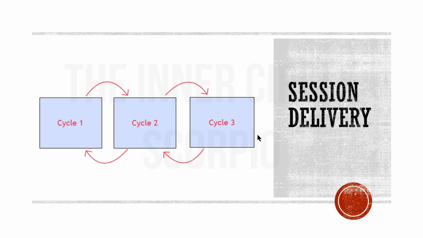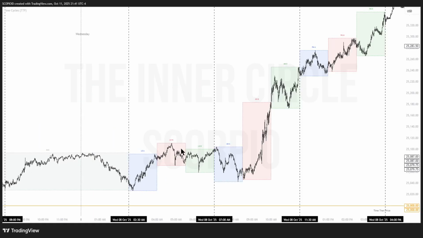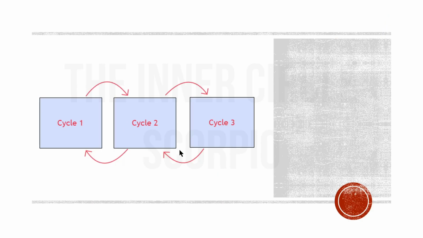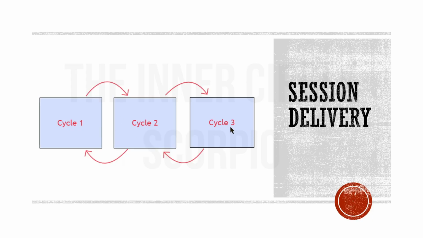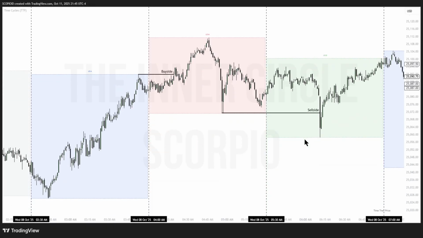Cycle 1, cycle 2, cycle 3. So in the London session, we have 3 cycles: 1, 2, 3. In the New York session, we have 1, 2, 3 cycles. Then in the PM session we have 1, 2, 3 cycles. That's what I'm talking about. Each cycle depends on the previous one. So let's look at each of these sessions individually.